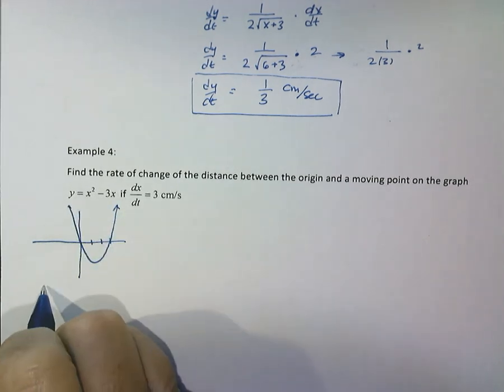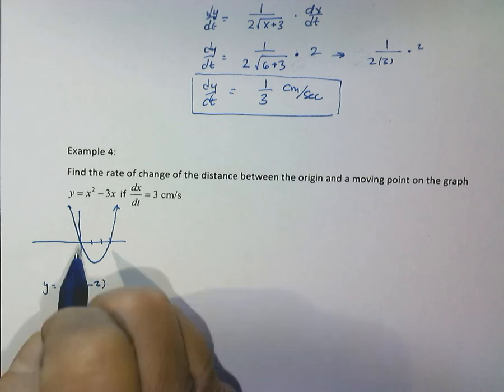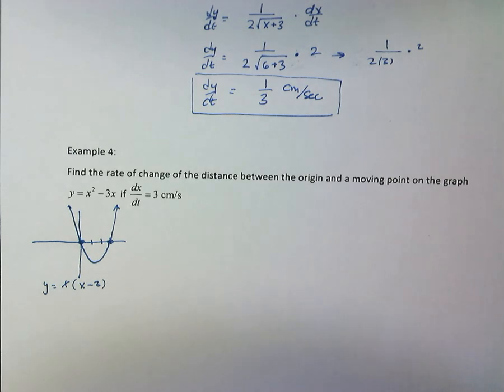If I were to factor this, I know it goes through the x-axis at 0 and at 3. That's where I got the graph. I want to find the rate of change. So right away it says rate of change. I know I find a derivative of the distance between the origin and a moving point on the graph.